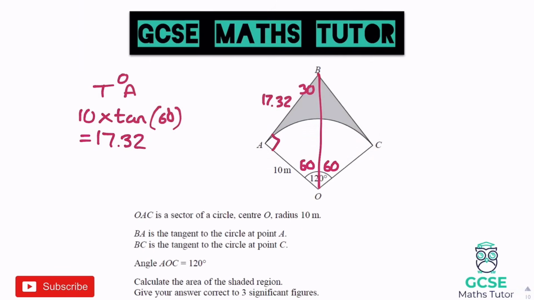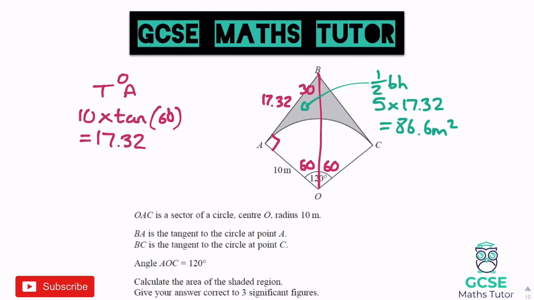So for step 2 here, I can get the area of this triangle. I can do base times height divided by 2, or half base times height. Let's just write that in, half base times height. So half of 10 is 5, times the height, which is 17.32. So 5 times 17.32, and that gives us an area of 86.6. That's meters squared.